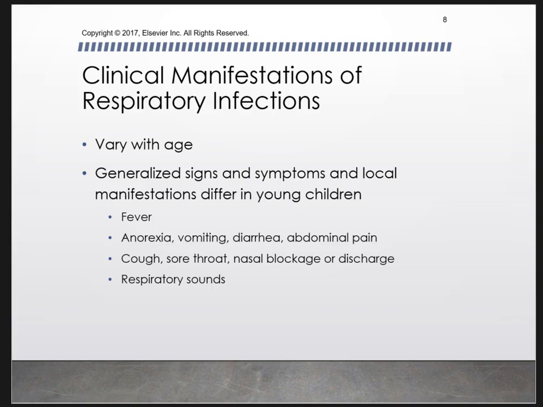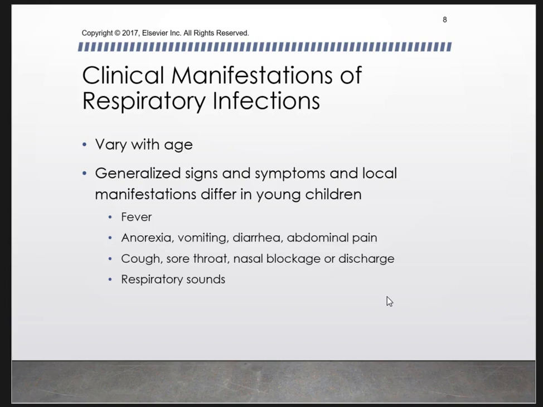So in general, still talking generalities here, your manifestations are going to vary with age. Now there is a nice overview box that I like on page 637 in your book. It is 21.1. It gives a nice breakdown of each of these things and really provides some good differentiation. So please, please, please take a look at that box, because it goes over these generalized signs and symptoms and the local manifestations and how they differ in the kiddos.